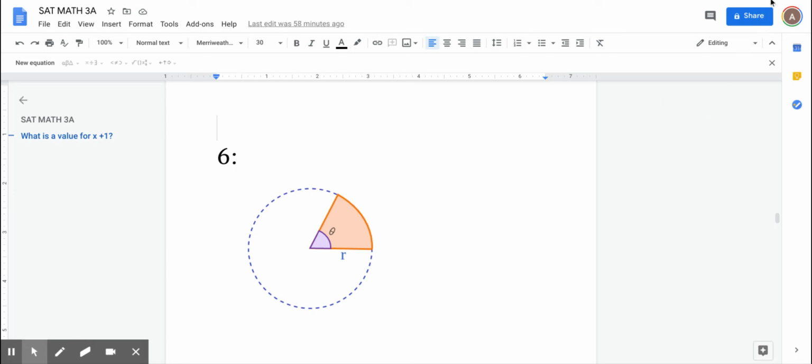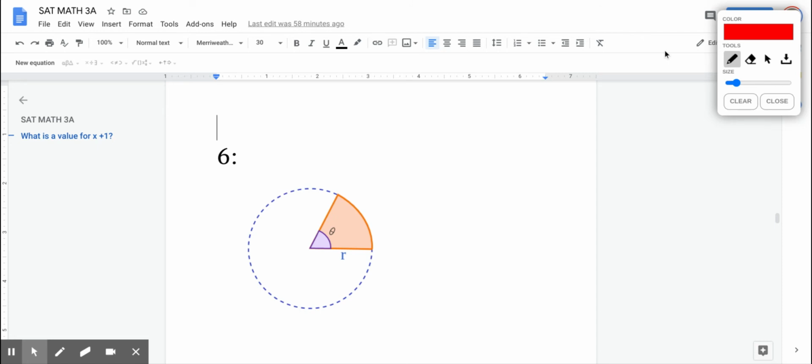Okay, so again, let's put that back on there. I was trying to find a better color. So let's say, again, they gave us the area of that sector was 50, and we're trying to find what theta is. What is the degree of theta? So again, we just do the same formula.